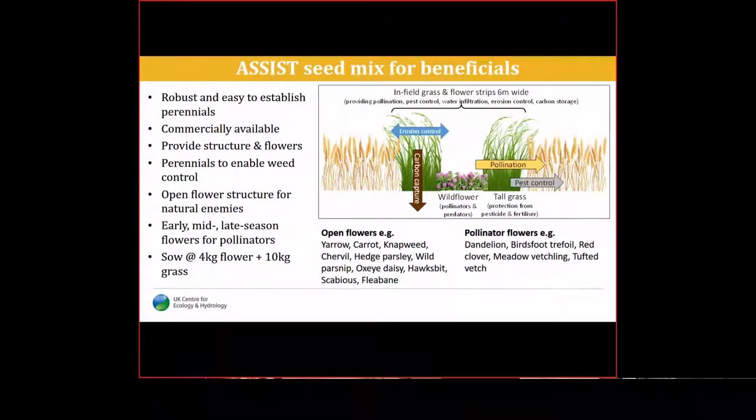Oxeye daisy, as Julian has mentioned, and the sort of open daisy-like flowers, things like scabious and hawksbill and fleabane as well. And then for the pollinators, what we've focused on there is the progression of flowering through the season, starting even with dandelion, which is a good early season plant and is easy to establish, and then going through the midsummer into the late summer with some of the legumes. So that's an idea of the species that we put in and the principles behind the seed mix, but I'm sure that this will be refined at the end of the study.